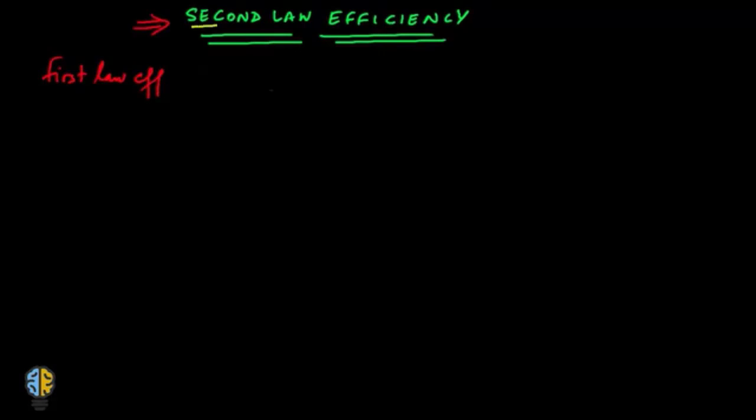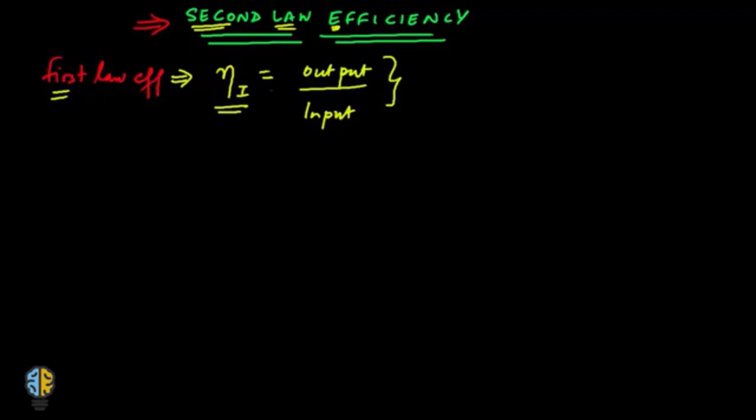Now let's talk about the second law efficiency. A common measure of energy use is the first law efficiency, which is denoted by the symbol eta 1, where 1 means that we are referring to the first law of thermodynamics. The first law efficiency is nothing but the ratio of the output energy from a device upon the input energy to the device. This is how you can mathematically express the first law efficiency.